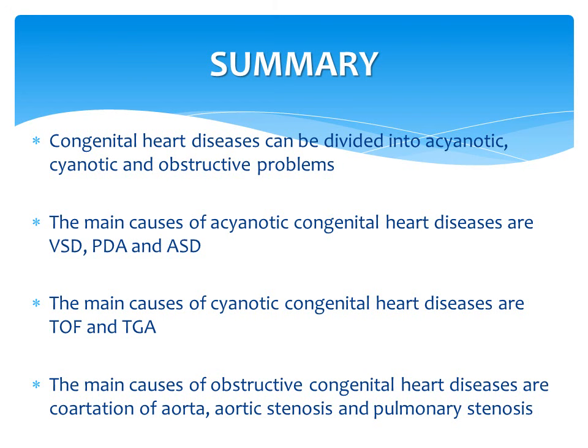In summary, congenital heart diseases can be divided into acyanotic, cyanotic and obstructive problems. The main causes of acyanotic congenital heart diseases are ventricular septal defect, patent ductus arteriosus and atrial septal defect. The main causes of cyanotic congenital heart diseases are tetralogy of Fallot and transposition of great arteries. The main causes of obstructive congenital heart diseases are aortic stenosis, pulmonary stenosis and coarctation of aorta.